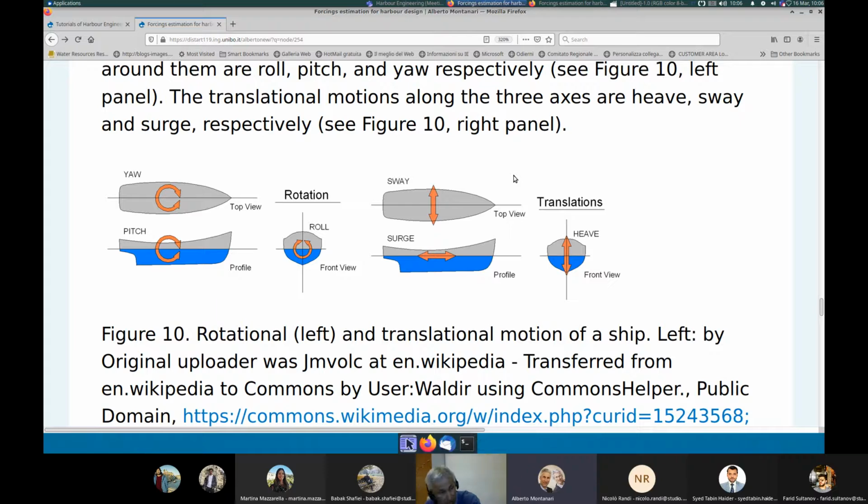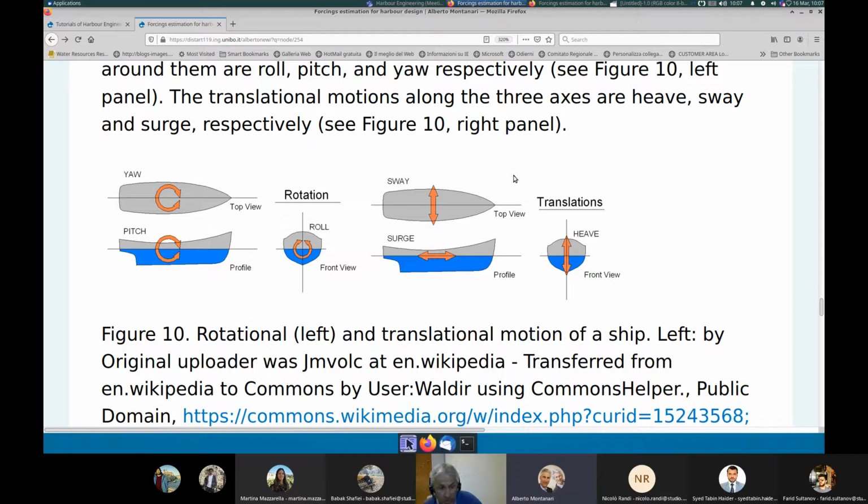So about rotation, there is roll, which is the rotation around the longitudinal axis. There is yaw, it's rotation around the vertical axis, and pitch, it's rotation around the transversal axis. The most important ones are roll and yaw. Pitch is originating a little oscillation, a little rotation of the ship.